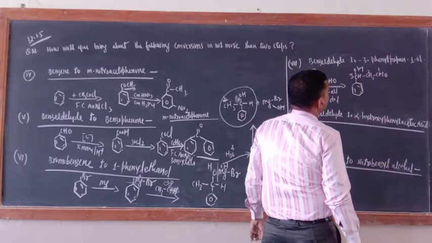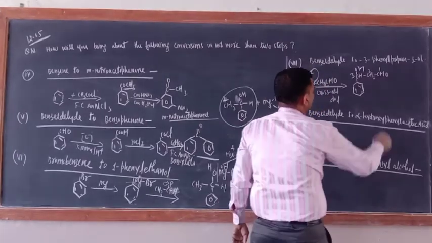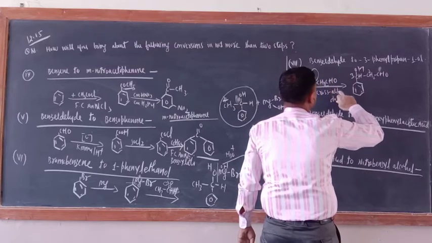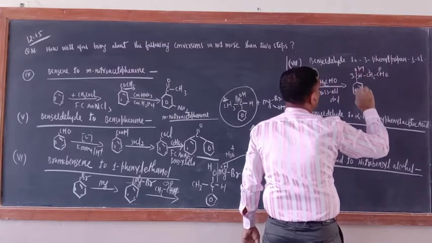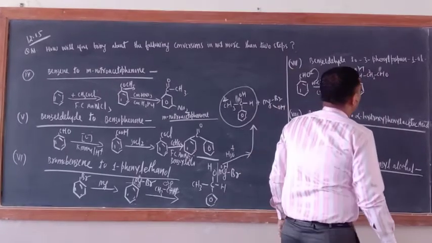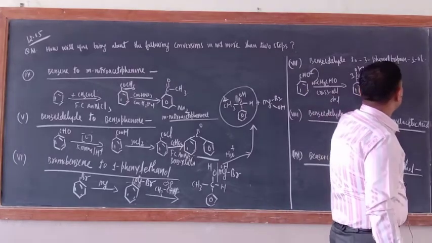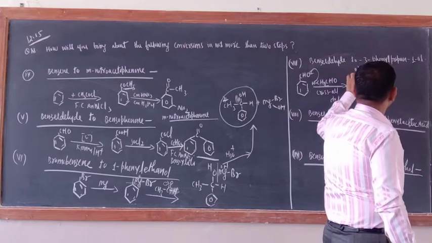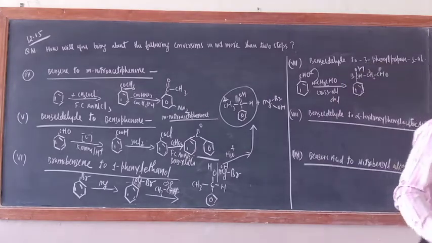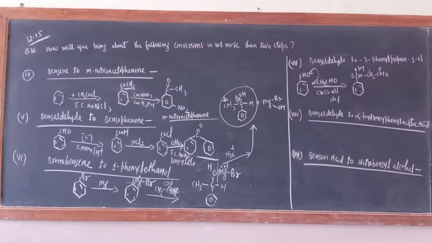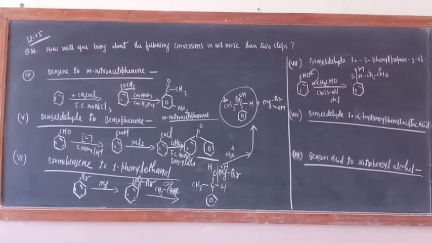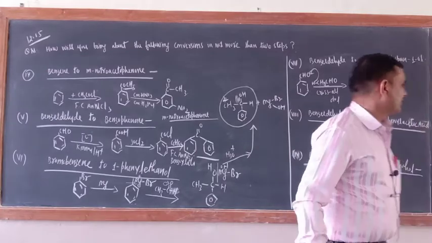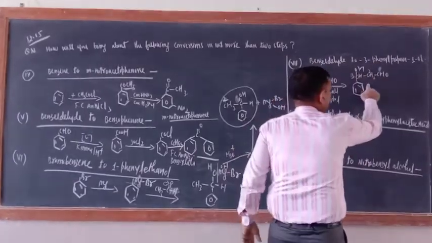3-phenyl propane 1-ol. Yes. Now this time CHO. Just a minute. 3-phenyl propane 1-ol. Let me check. Propane-ol. Yes. Phenyl propanol. Let me check this one. Okay, no problem. Just see. Right now, one more step would be there. Just see. You have got this one.